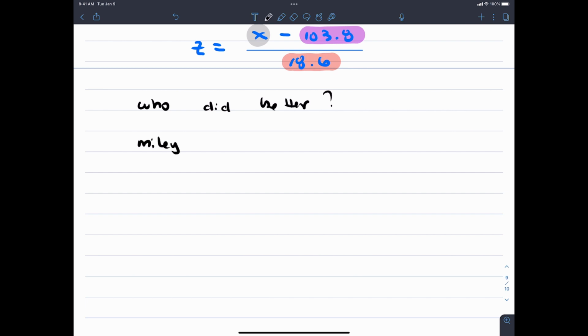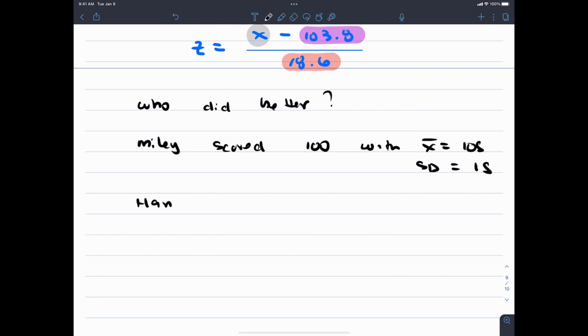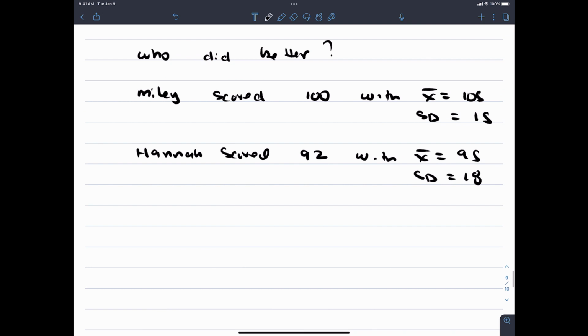Miley scored 100, with the mean being 105 and the standard deviation being 15. Hannah scored, oh, we'll say 92, with a mean of 95 and a standard deviation of 18. Okay. Now, these are just different tests, of course, because they have different means and different what?